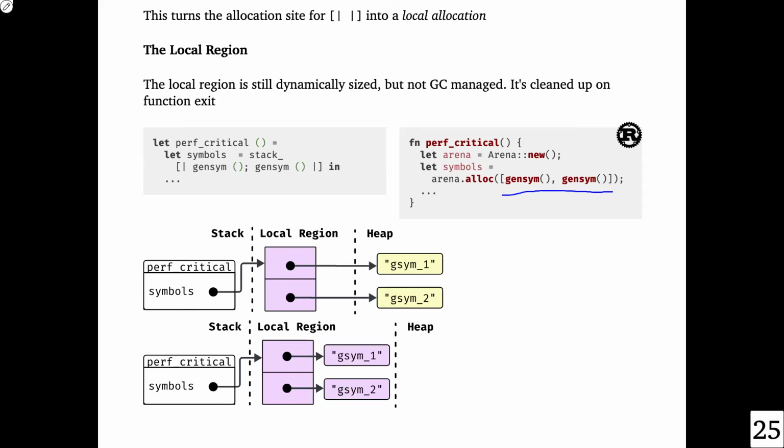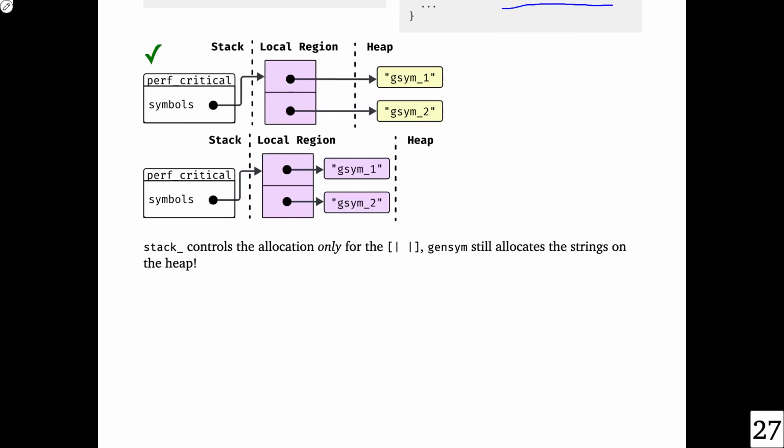That'd be great. So it turns out the answer is the top one, because stack only controls the allocation for the array expression. Gensim, which is a separate function, still allocates the strings on the heap. And we can actually analyze this just from the type signature. So this is the type signature of Gensim. It goes from unit to string.